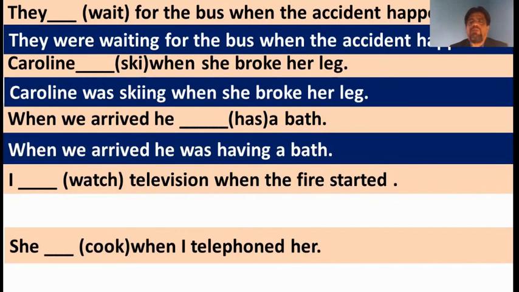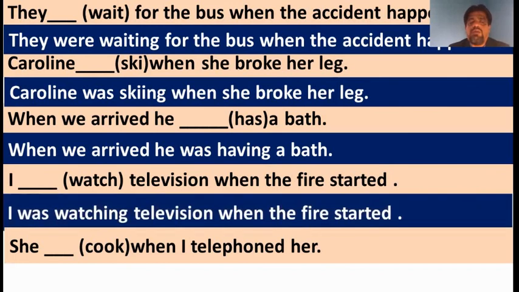It was an interrupted action. Then, I dash watch television when the fire started. Now, watch: past continuous tense is written with the ing form, so it must be watching. Now, along with I, we must use either was or were. It should be singular. So, I was watching television when the fire started.